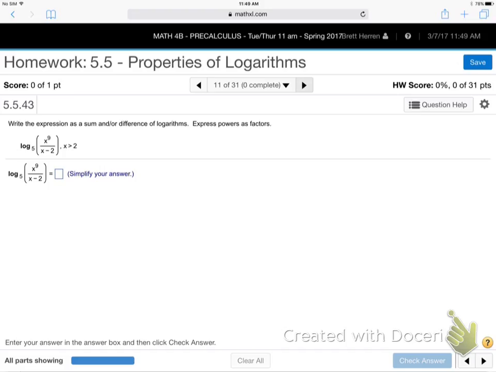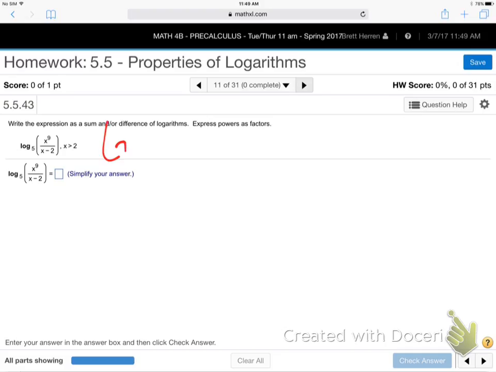So it's dividing for one log, isn't it? Right, a fraction means dividing. It's x to the 9th over x minus 2. It's dividing for one log. So that'll become what for 2 logs? Easier, right? Easier job for 2 logs.